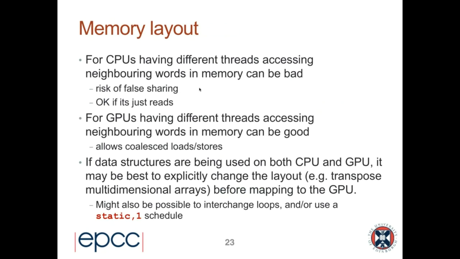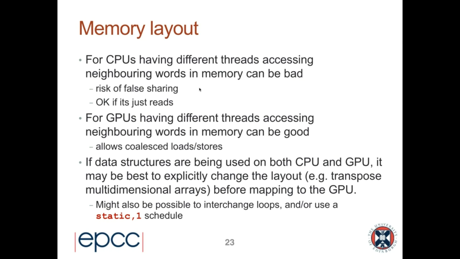Okay, and then there are issues relating to memory layout. Unfortunately, because of the nature of GPUs, things are the opposite way around from CPUs. One of the important considerations is that for CPUs, if you have different threads accessing neighboring words in memory, that tends to be bad, because there's a risk of false sharing. You are unnecessarily invoking the hardware cache coherency mechanism. It's okay if everything is just reads, but if one or more threads are writing, then you'll get a lot of cache invalidations, and the performance tends to be bad.